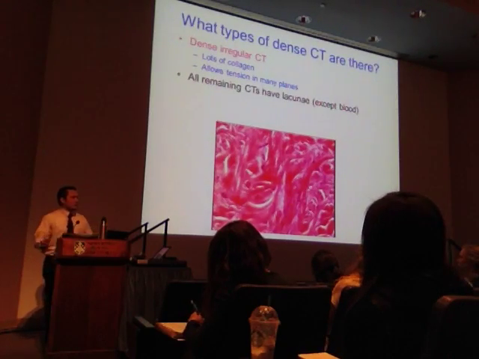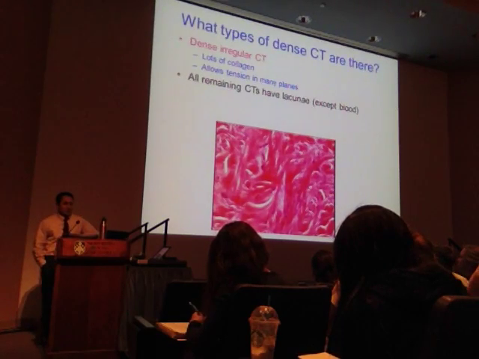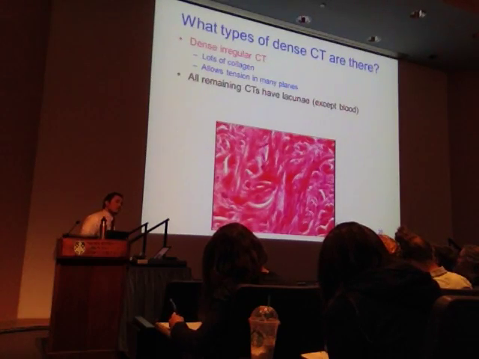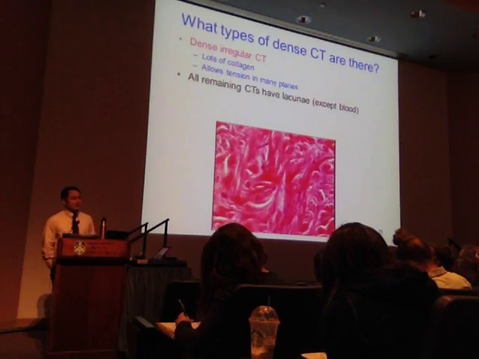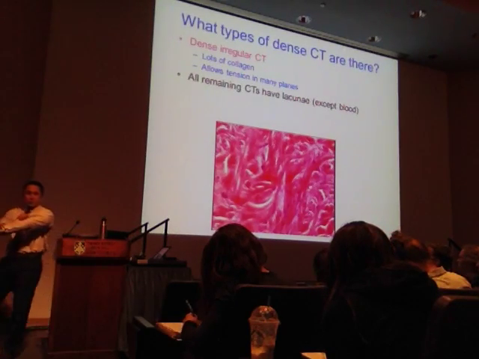So where do you find this? You find dense, irregular connective tissue around a lot of joint capsules, around the organs themselves. You find it around the aorta. And you also find it underneath the skin. It's underneath the top layer of the skin and the dermal layer. And so that's why our skin is super strong.